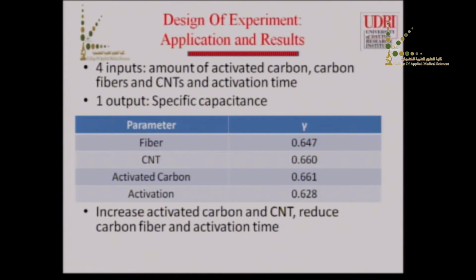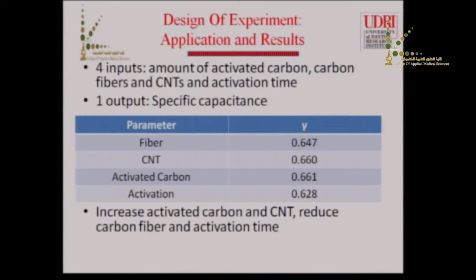When you see the gamma here, 61, that means in your sample you have to have more activated carbon. And if you see here 28, that means when you increase the activated carbon, you will find you have low activation time, so you are using less thermal treatment. That means I will increase activated carbon and carbon nanotube in my sample, and I will decrease the fiber. The relation of all of these is the decrease of time. Let's take the statement: increase activated carbon and carbon nanotube, reduce carbon fiber and activation time. Is this right or wrong?